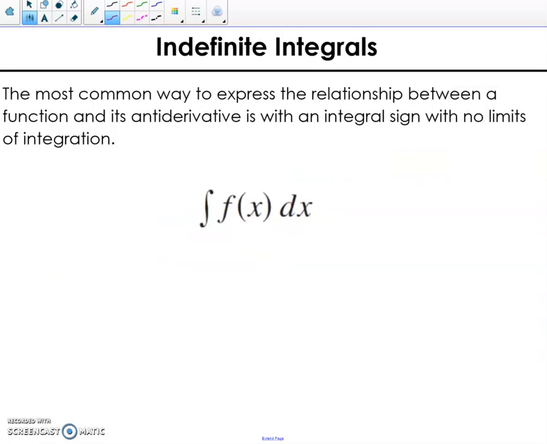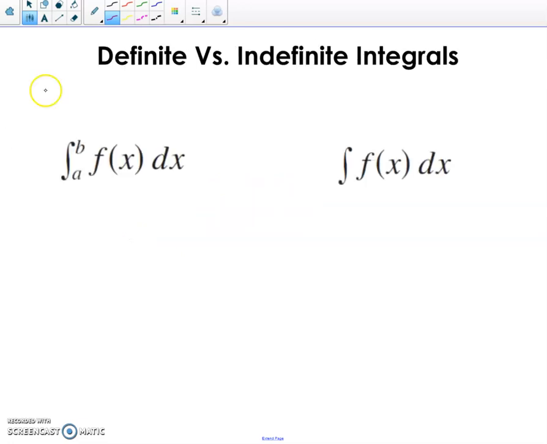So the most common way to express the relationship between a function and its antiderivative is with an integral sign with no limits of integration. This is called an indefinite integral. They might ask you to find the antiderivative, or they're going to ask you to find the integral. A lot of times they don't say find the whatever, they'll just give you this symbol, and that means find the antiderivative. So antiderivative and integral are one and the same.